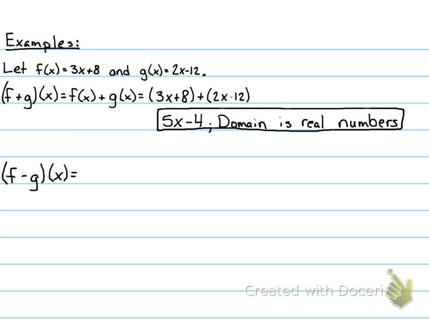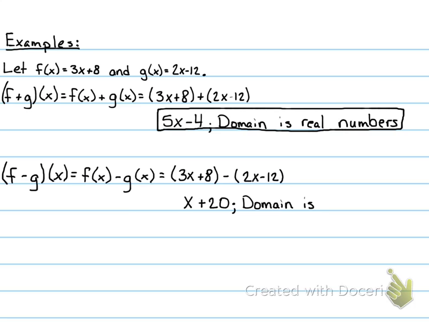If we would go ahead and do f minus g of x, again, I would rewrite it. f of x minus g of x. Plug in our functions. Gives us 3x plus 8 minus the quantity 2x minus 12. I would distribute that negative to the 2x and the negative 12. So that gives us 3x minus 2x and then an 8 plus 12. Ends up giving us x plus 20. Again, our domain is all real numbers.